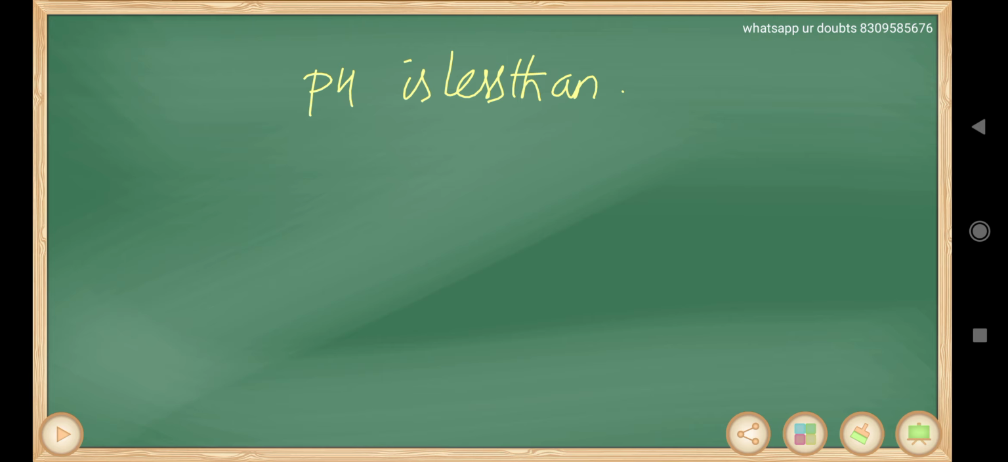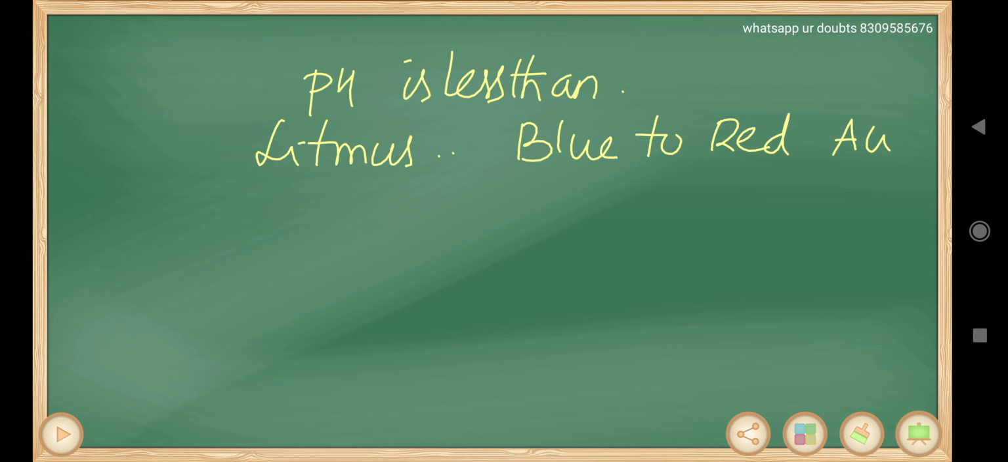Two more points you need to remember, that is the litmus test. This is acidic in nature. So blue to red is acid. Remember like this, blue to red is acid.